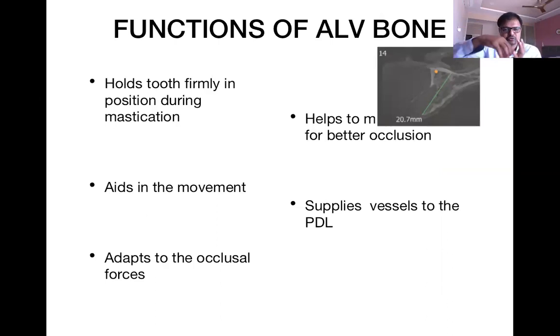Imagine if the alveolar housing was not holding the tooth in position, then the tooth would keep on wobbling, and when someone is trying to eat, the tooth keeps on moving and they cannot eat or grind the food. Second, it aids in movement.